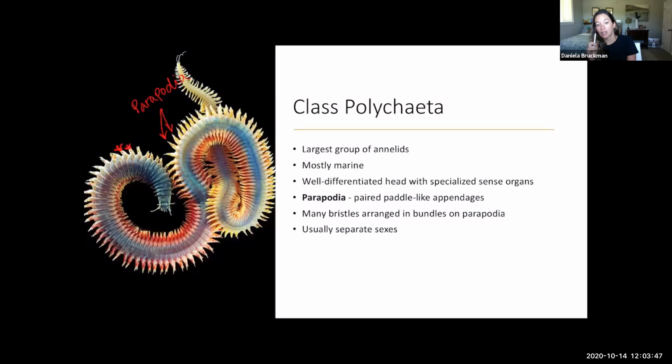Additionally, these guys oftentimes are dioecious, so they have separate sexes, unlike many of the flatworms that we looked at, and also unlike some of the other types of annelids, which we'll see in just a minute. Okay, so those are the polychaete worms.